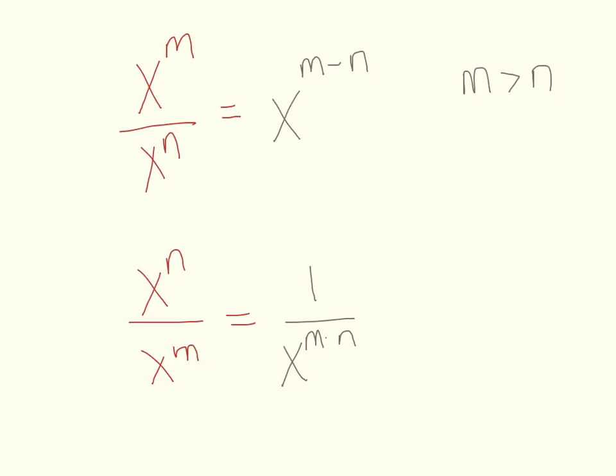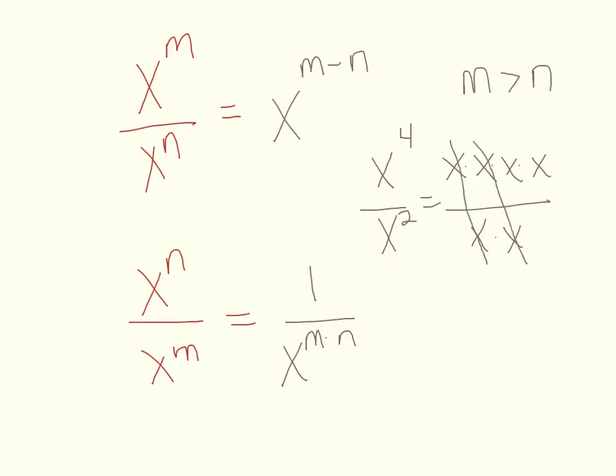What's happening is if we have x to the fourth over x to the second, that is like saying x times x times x times x over x times x. These x's cancel and these cancel, and I'm left with two x's in the numerator. The short way to get that is to take 4 minus 2.